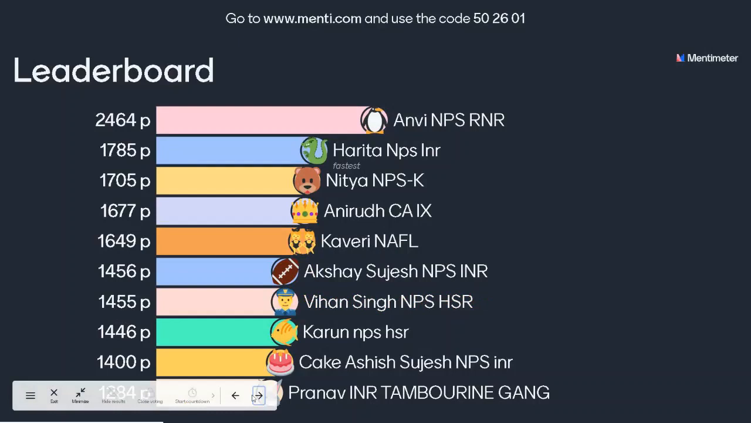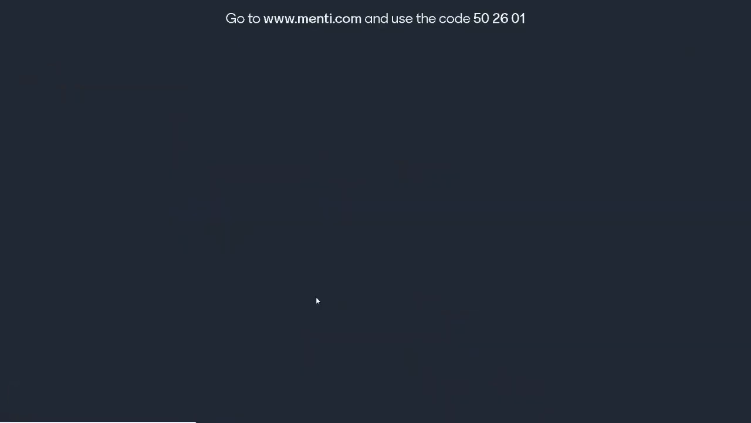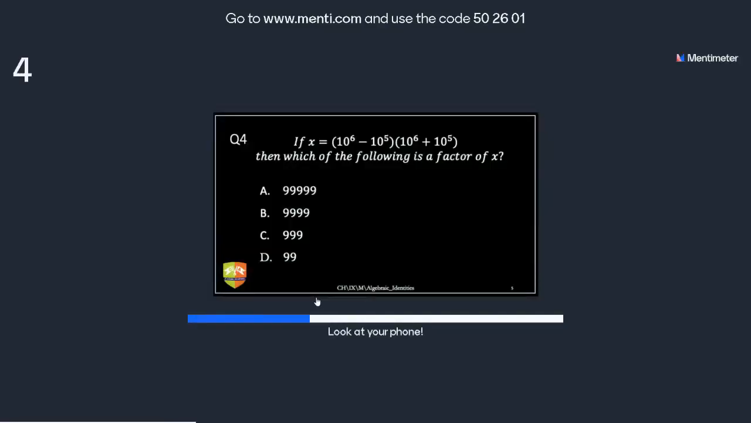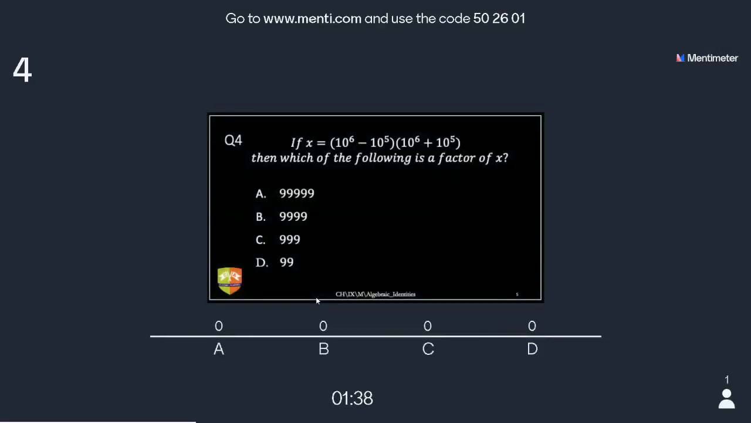Again, put some thinking behind the questions. It is related to only identities. Now here, it will not be straightforward. It will ask you some multiple aspects of other things. Yes, solve this. Again, an identity.